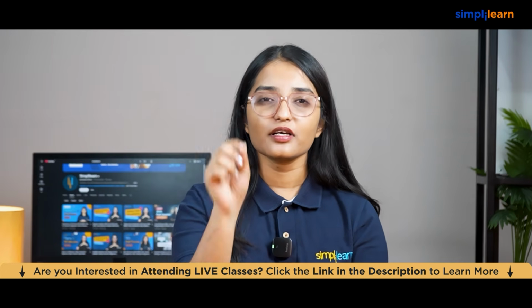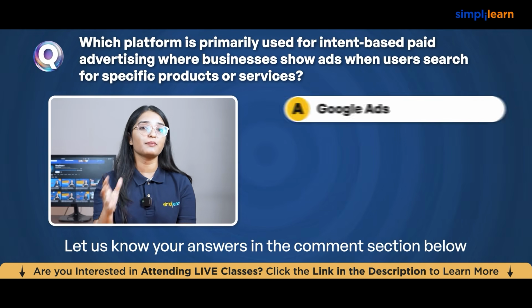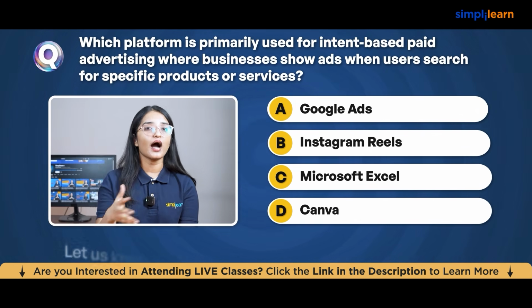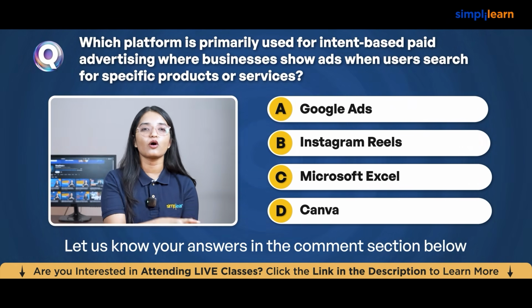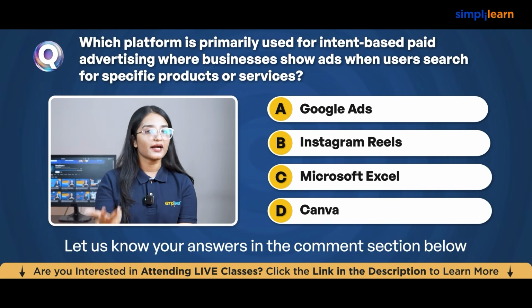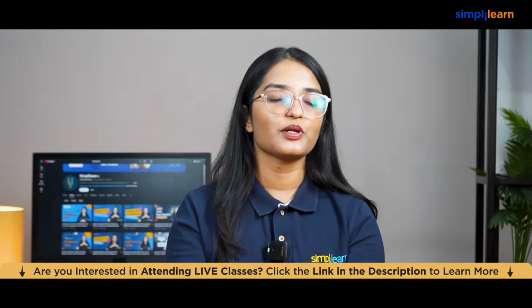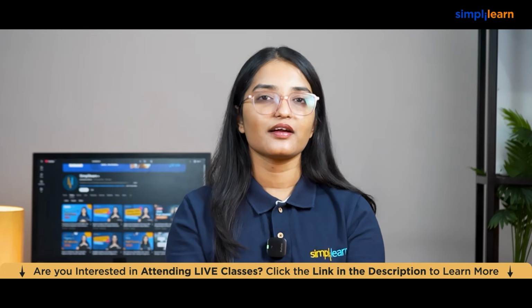Before we get started, here's a quick quiz question for you. Which platform is primarily used for intent-based paid advertising, where businesses show ads when users search for specific products or services? Your options are Google Ads, Instagram Reels, Microsoft Excel, or Canva. Take a moment to think and let me know your answers in the comment section below. So without any further ado, let's get started.